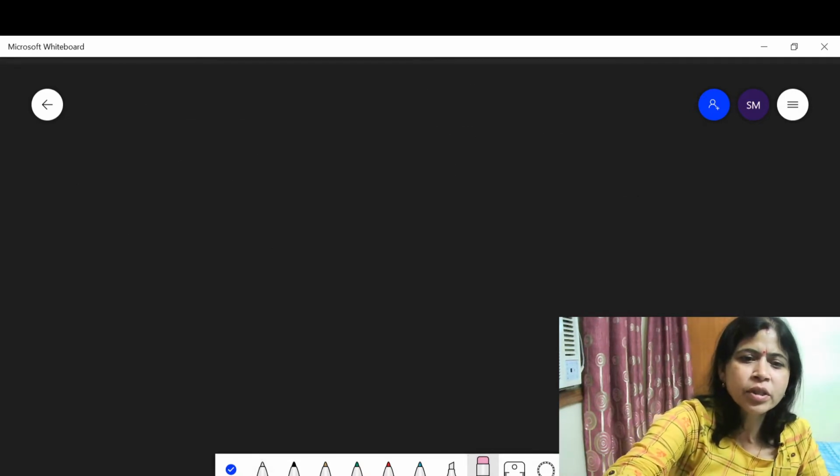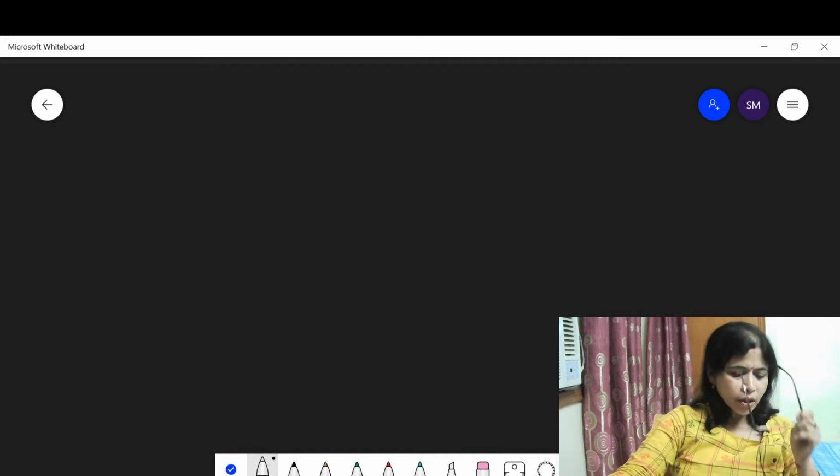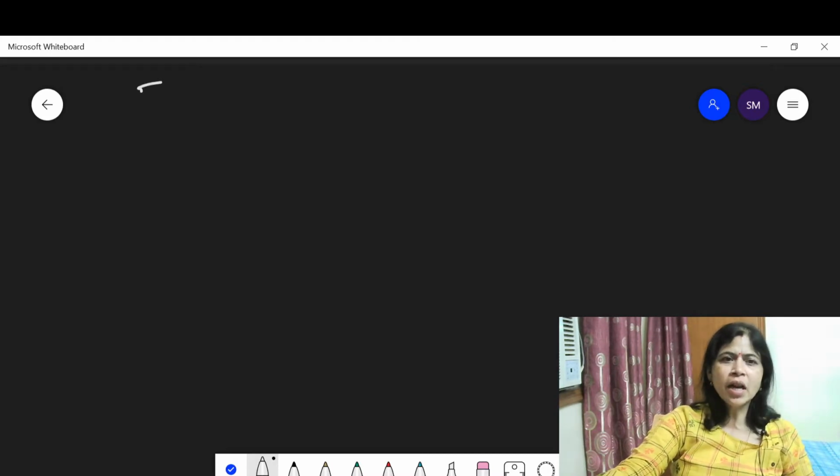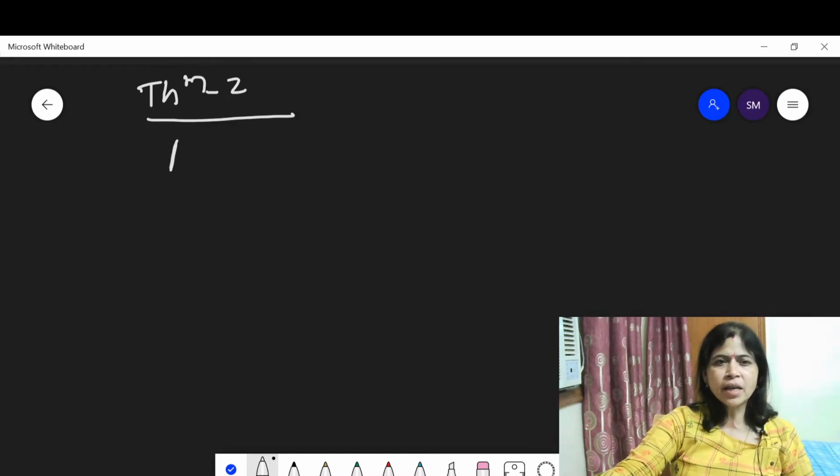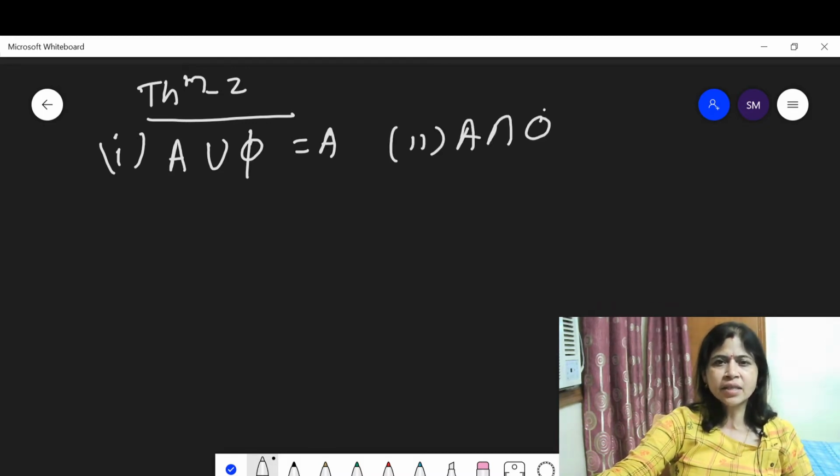Theorem 2 says the identity laws, the laws of identity. What do the laws of identity say? The first part says A union null set is A. The second part says A intersection universal set is A. This is the property of identity.